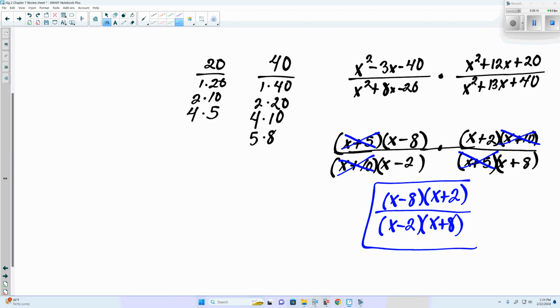Now, since the signs are different in both of these here, they don't simplify. If it had been negative x minus 8, then we could factor the negative out and they would match. But here, it does not work that way. That's it. Questions on this here?